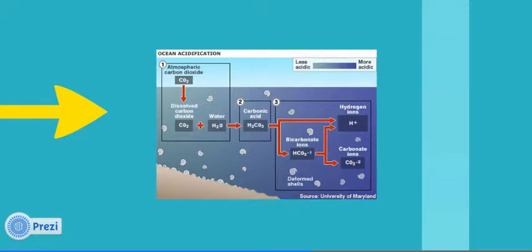This is a confusing slide, but the main point is that once CO2 enters the ocean, a chemical reaction happens. After this chemical reaction, carbonic acid is formed. Carbonic acid is an acid, thus it lowers the pH.